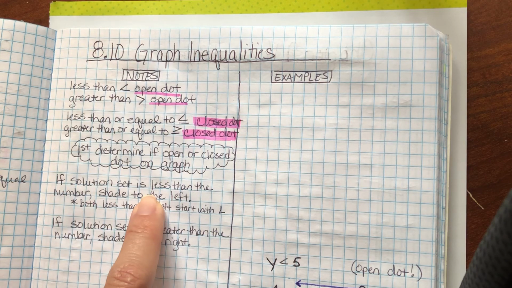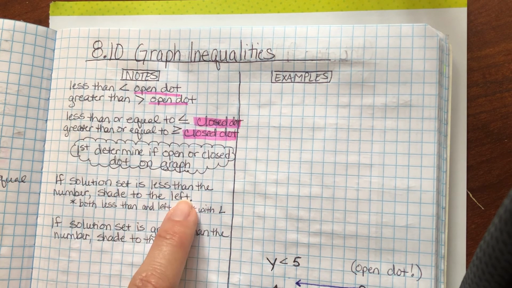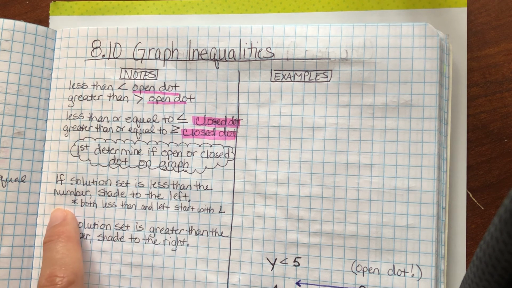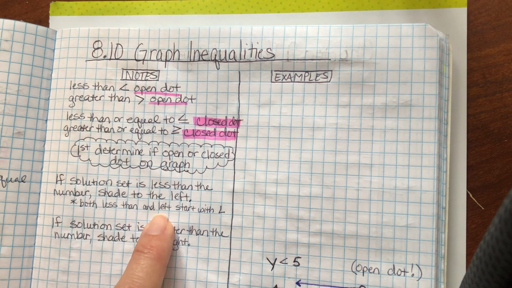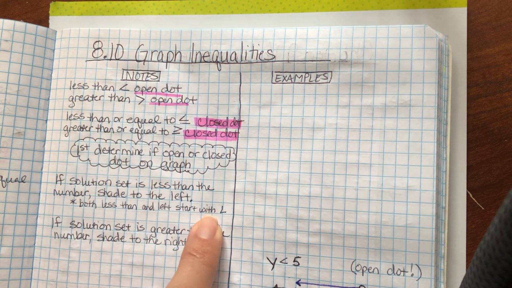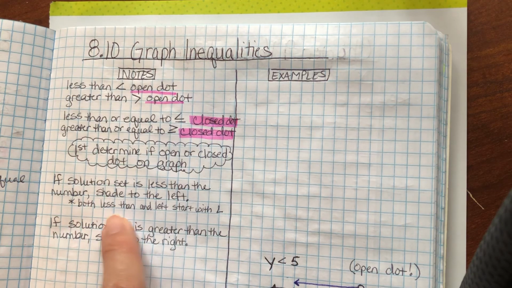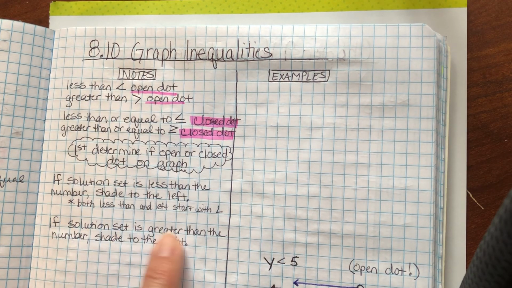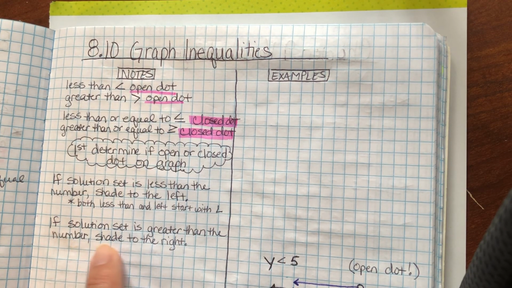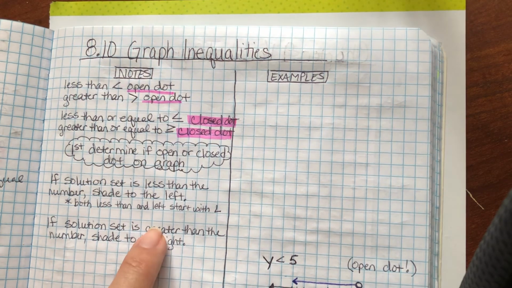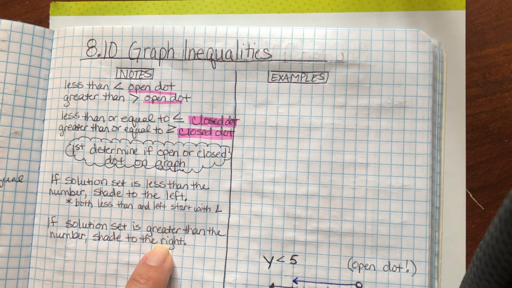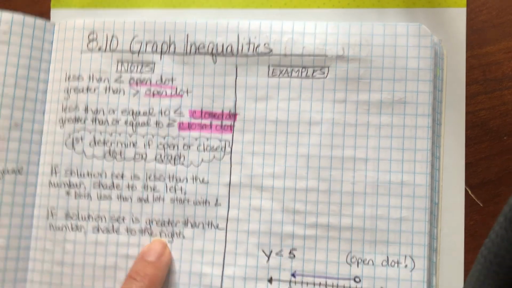If the solution set is less than the number, shade to the left. Both less than and left start with L. That's one of the ways I remember. They're both L's, so I'm going to go left when it's less than. If the solution set is greater than the number, shade to the right. Maybe you can remember there's an R in greater than and an R in right, if that helps you remember.